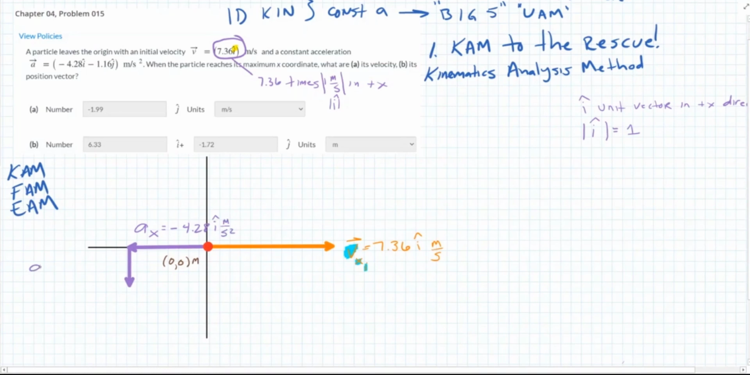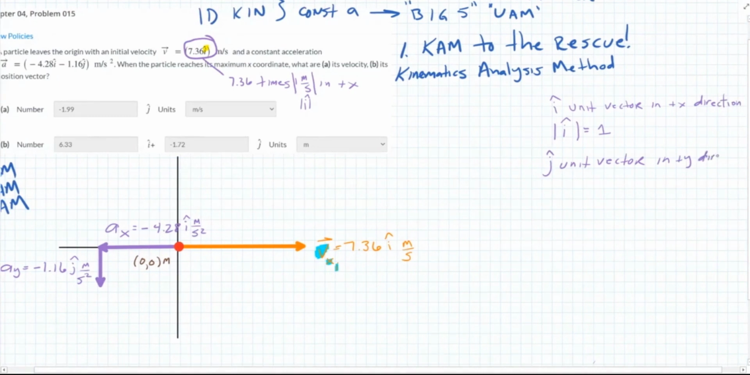And this would be A subscript Y equals negative 1.16 J hat meters per second squared, which means I better go over here. J hat is a unit vector, just like I hat was a unit vector, which means its magnitude equals 1. J hat is a unit vector in the positive Y direction, in the plus Y direction. So this is our grand introduction to unit vectors. The magnitude of J hat is equal to 1.